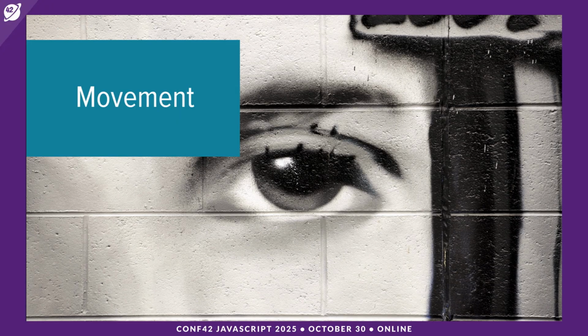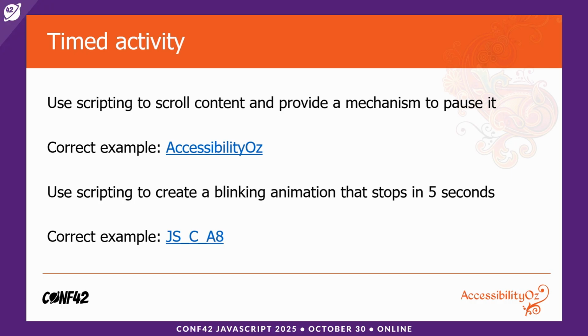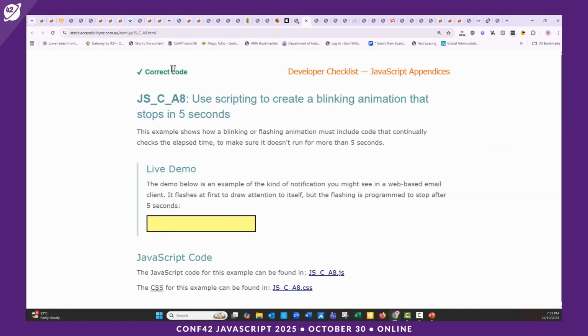Next is movement. Use scripting to scroll content and provide a mechanism to pause it. And this is the JavaScript appendices example. As you can see, the flickering content stopped within 5 seconds. So if you really need to use some blinking information, you can do so using JavaScript. Do not use the blink element.